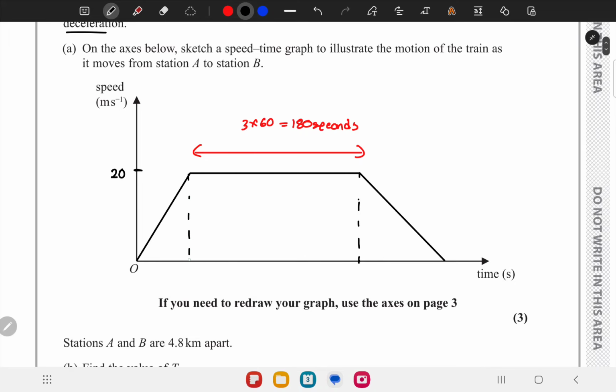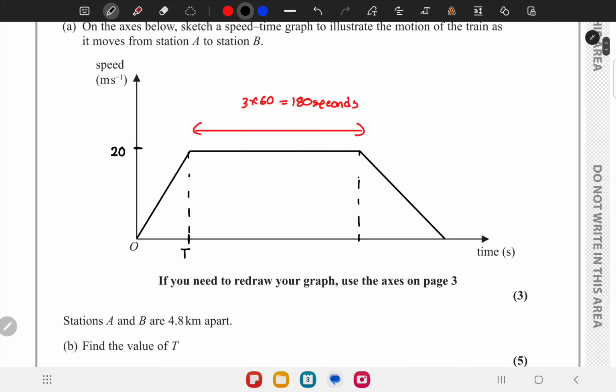So this is t seconds. This will be t plus 180. This part would be 2t. So t plus 180 plus 2t, so this would be 3t plus 180.